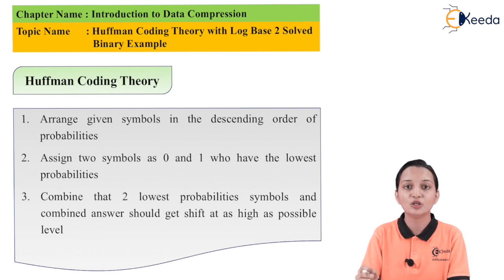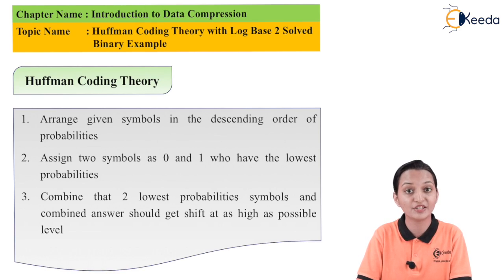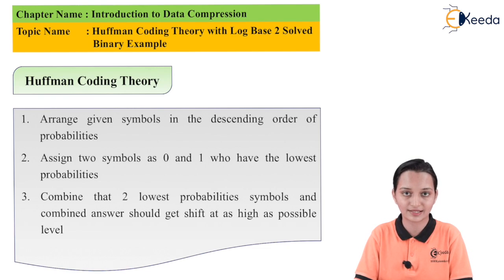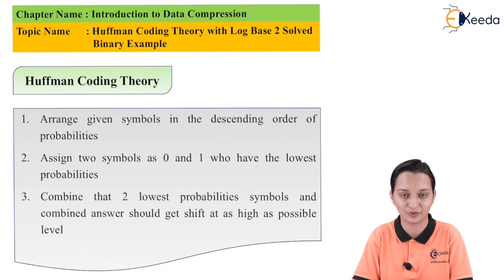For example, log2 based Huffman coding with r is equal to 2, that is binary, r is equal to 3, that is ternary, and r is equal to 4, that is quaternary. So in this video lecture, we will first try to understand the example with log base 2 at r is equal to 2. Now what are all these things? For that purpose, let us have a look at the theory behind Huffman coding.